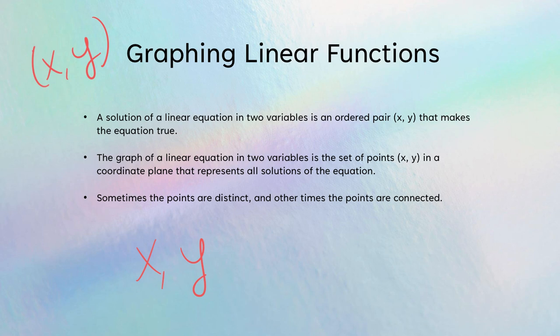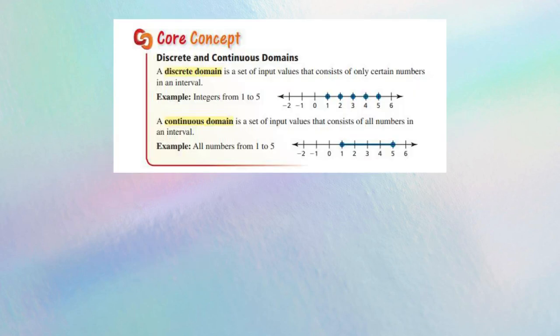So the graph of a linear equation in 2 variables is a set of points x and y in a coordinate plane that represents all solutions of the equation. Sometimes the points are distinct and other times the points are connected. What does distinct mean? Separated, right? And sometimes they're connected. So we're going to look at what it means, discrete and continuous. What is discrete? Who can read for me what discrete is?